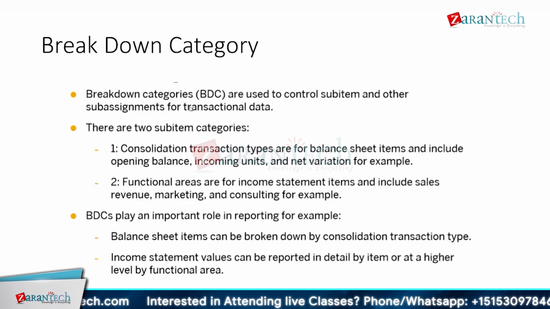So sub-item means balance sheet or P&L, and sub-item category means transaction type or functional area, right? Yes. If it is a balance sheet, it is a transaction type. If it is a P&L, it is a functional area. Clear. See, breakdown categories are used to control sub-items and other sub-assignments for a transaction type. Sub-item differentiates 1 and 2, a balance sheet or a P&L. If it is a balance sheet, it uses a transaction type. If it is a P&L, it uses a functional area.